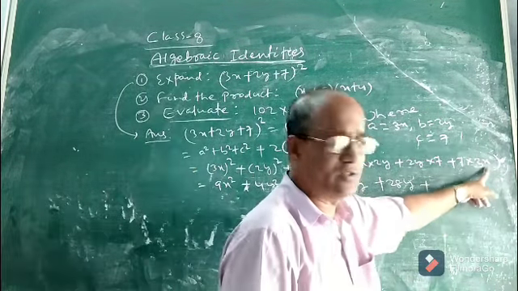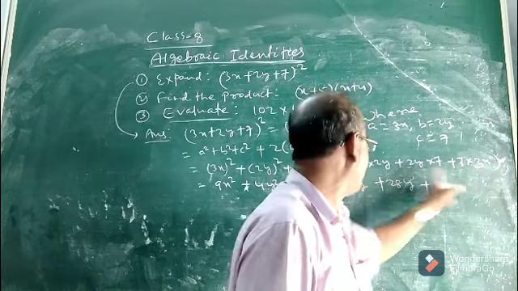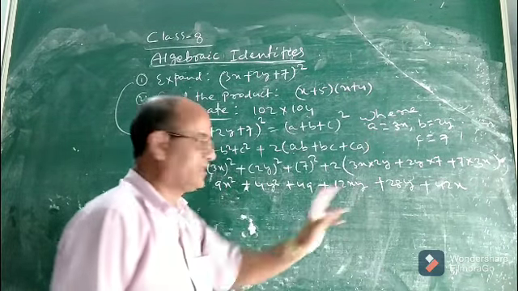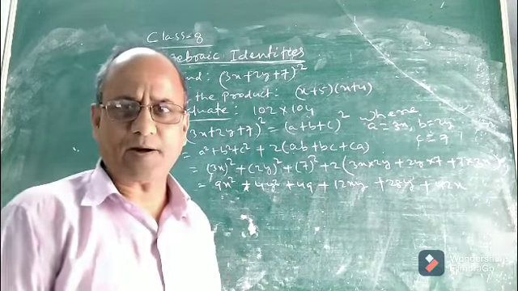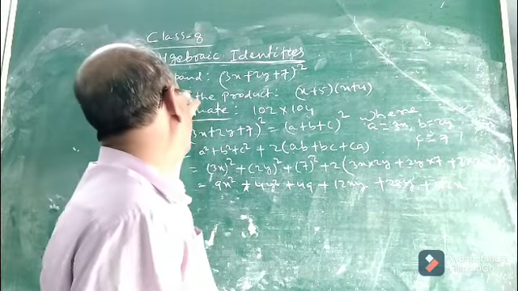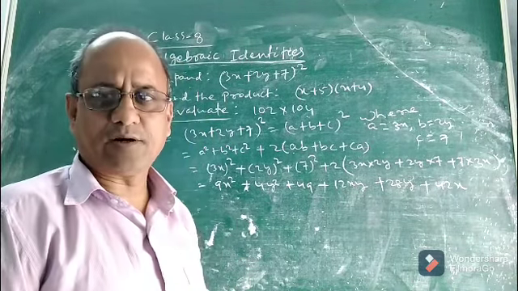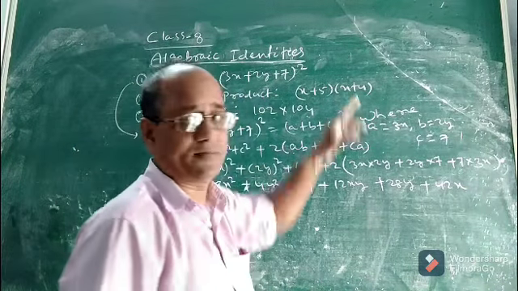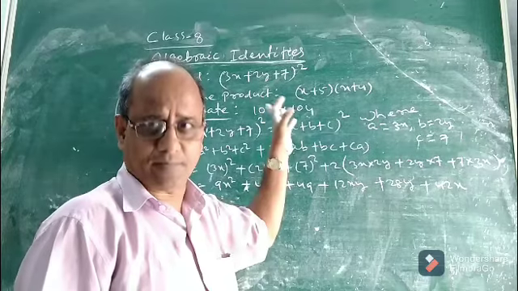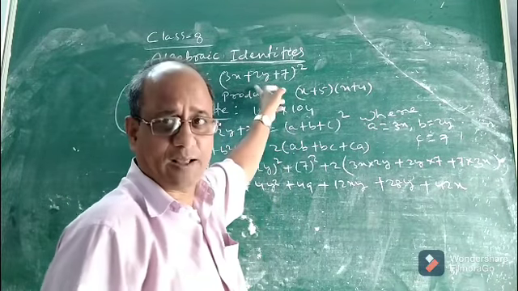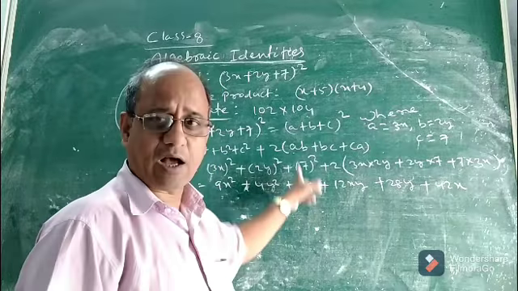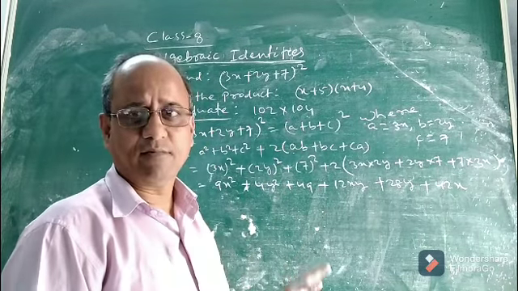7 into 3x is 21x, 21x into 2 is 42x. So this will be the expanded form, or the expanded value, of this square of the trinomial. Here we use the identity. We did not multiply this 2 times. Had you been multiplying this 2 times, it would have taken a lot of time. See, by using the identity, how it became simpler.